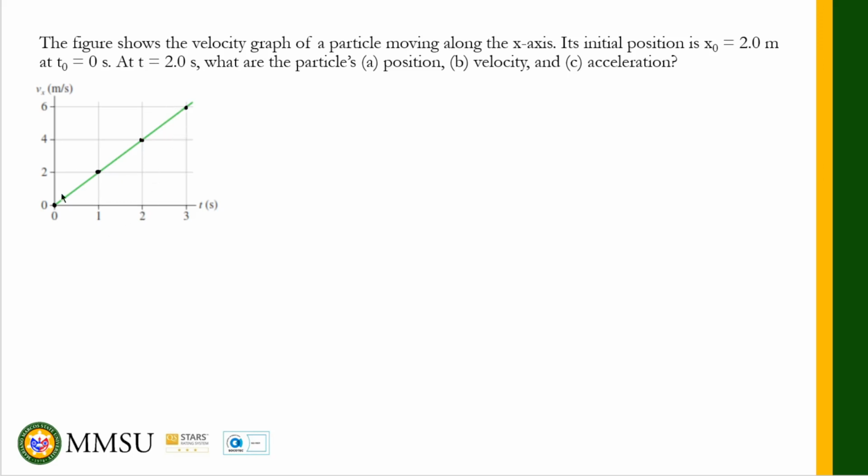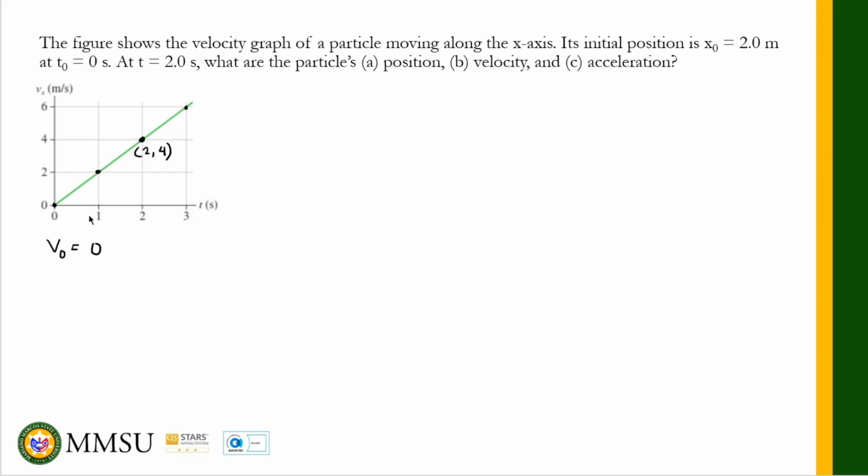What can we get from the graph? We know that the initial velocity is equal to 0 meters per second, because it started from (0, 0). We can also know directly from the graph the velocity at time t equals 2 seconds, because this is the point. At time 2 seconds, the velocity is 4 meters per second. So later on, we do not need to solve for the velocity, letter B.